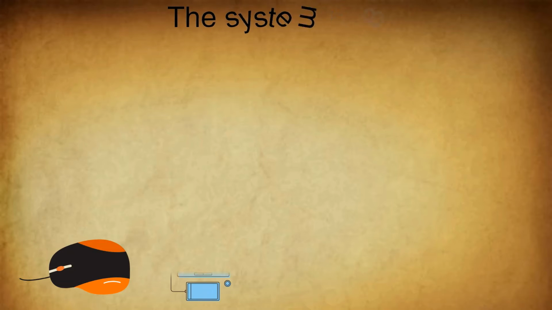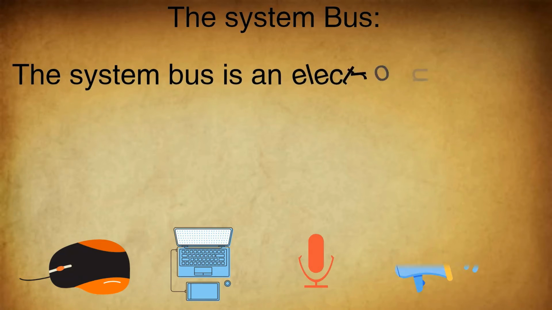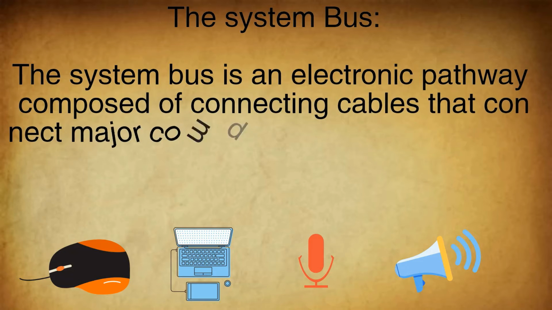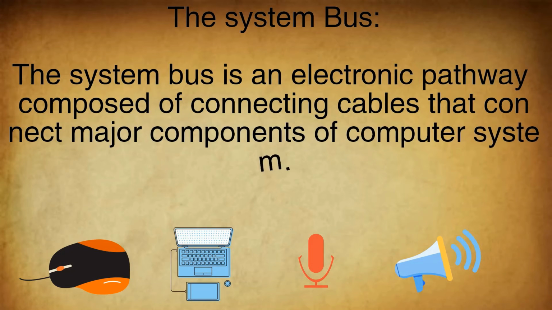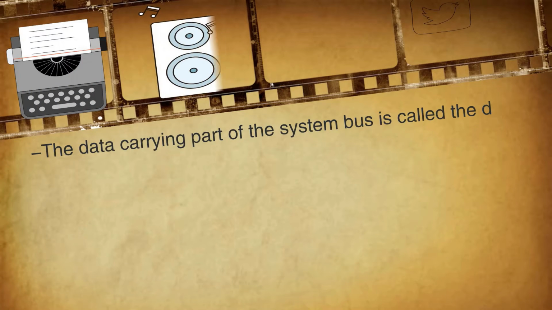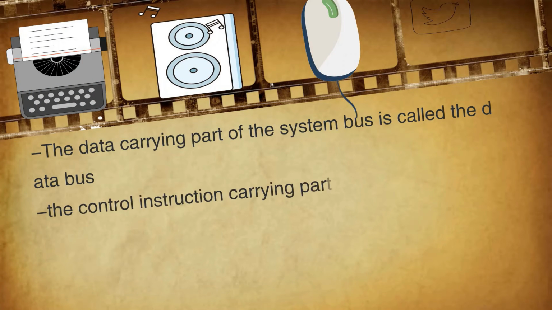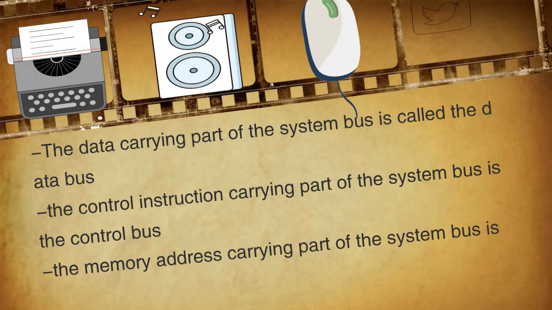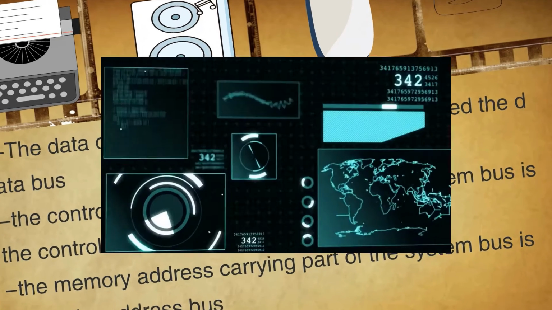The next one, system bus. The system bus is an electronic pathway composed of connecting cables that connect major components of a computer system. The data carrying part of a system bus is called the data bus, and the control instruction carrying part is called the control bus. The memory address carrying part is called the address bus.